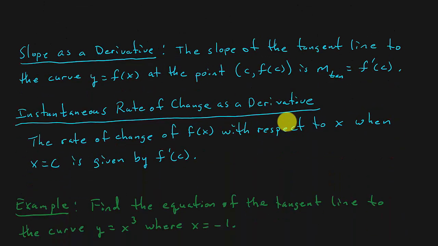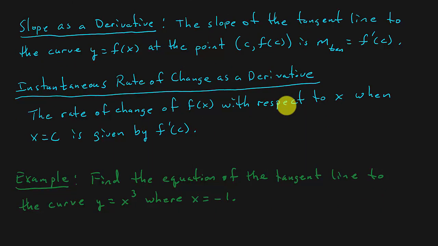All right, so let's see what we have here. Okay, so we've got slope as a derivative, and we've got instantaneous rate of change as a derivative. So the slope of the tangent line to the curve y equals f of x at the point c, f of c is, and this is just the notation they're using for the slope of the tangent line, equal to f prime of c. So that's pretty interesting there. What they're telling us is that if we take the derivative and we evaluate the derivative at the x value of a point, that gives us the slope of the tangent line at that point.